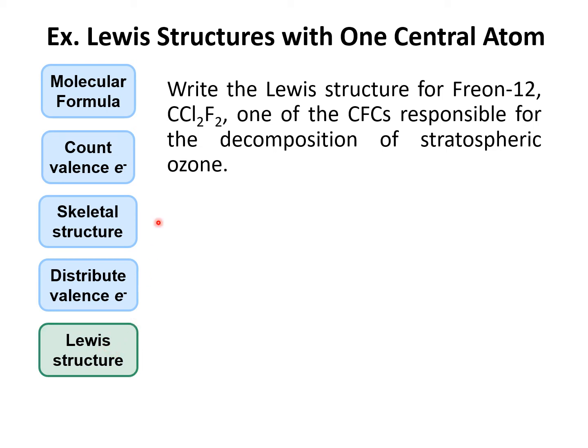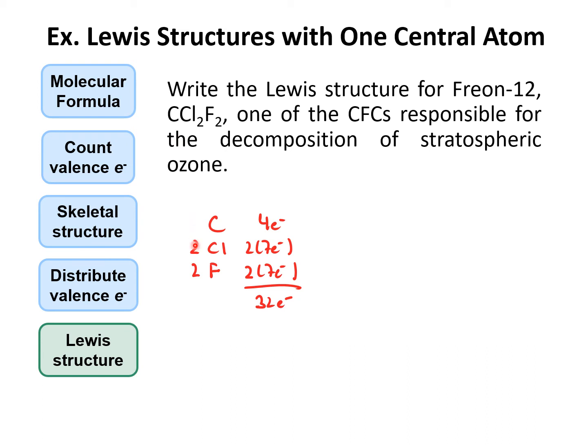So we see here that the molecule has 1 carbon atom, and carbon, being a group 14 element, has 4 valence electrons, and we have 2 chlorine atoms, which is in group 17 of the periodic table, giving us 2 times 7 valence electrons, and we have 2 fluorine atoms, which is also in group 17, again giving us 2 times 7 valence electrons. Adding up all the valence electrons gives us 32 valence electrons in our molecule.